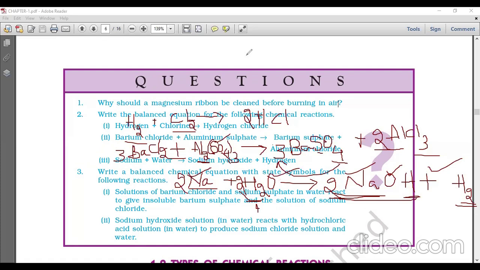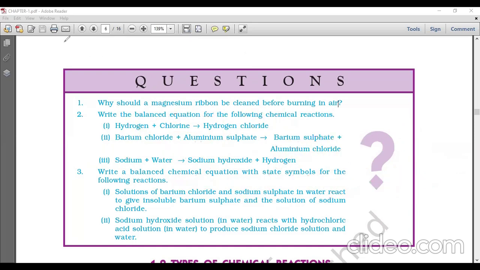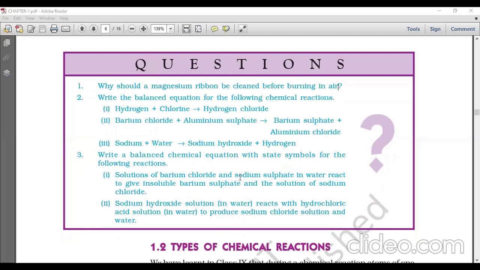Okay, I hope you understood. So you also note down the balanced chemical equations. Now, the third question is asking to write a balanced chemical equation with state symbols for the following reactions. So what is he asking? He's asking to write the balanced equation with symbols, very very important, with symbols. Now let us see the first one.